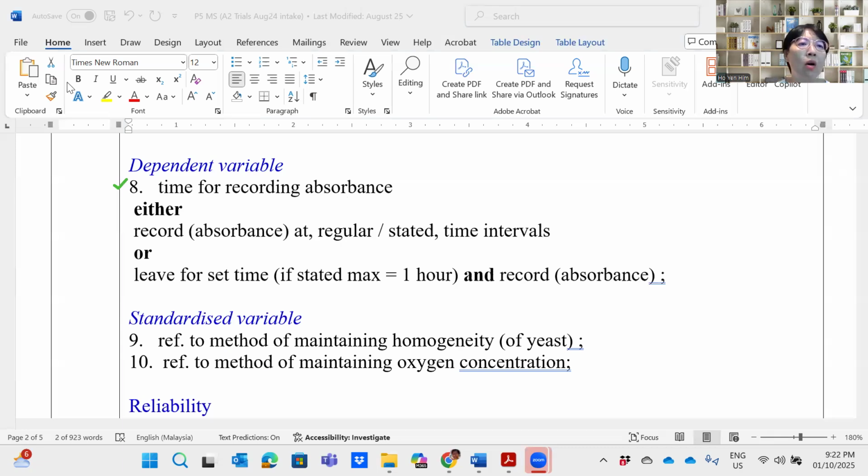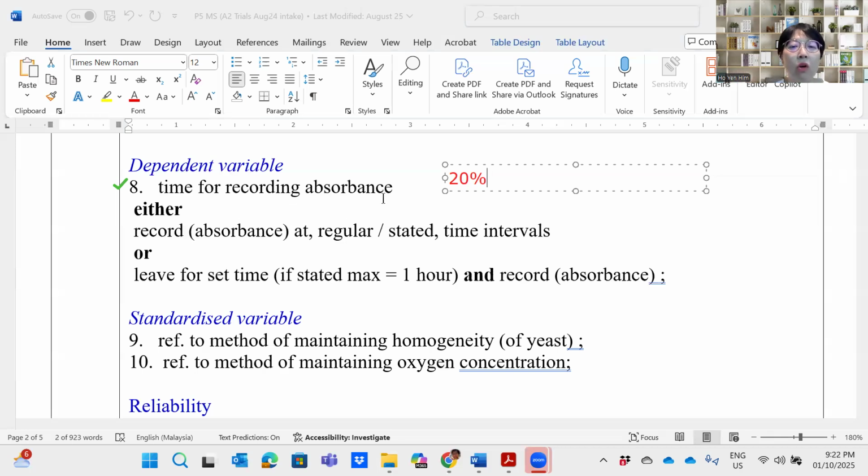Let's say you fix, okay, what is the time taken for absorbance to be 20%? So you fix the absorbance at 20% and then you read the time. So what is the time taken for 20% absorbance to be produced? Every 1 minute, you take out the reaction mixture, put it into the colorimeter and read the absorbance until you get 20%, then that is the time that you want.